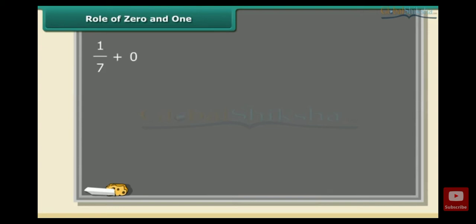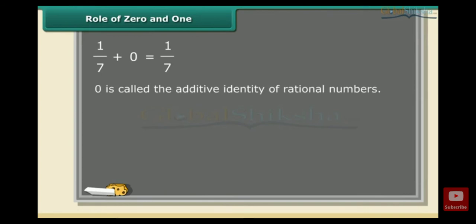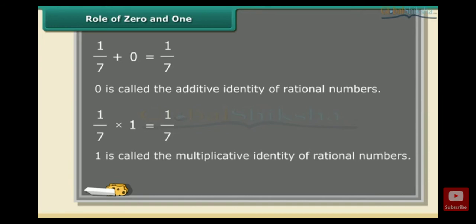Here we have added a 0 to a rational number. What did you notice? When we add 0 to a rational number, the sum is always again a rational number. For this reason, 0 is called the additive identity of rational numbers. Now check it out, the multiplication of a rational number with 1. What did you observe? When we multiply a rational number with 1, the product is always again that rational number. For this reason, 1 is called the multiplicative identity of rational numbers.